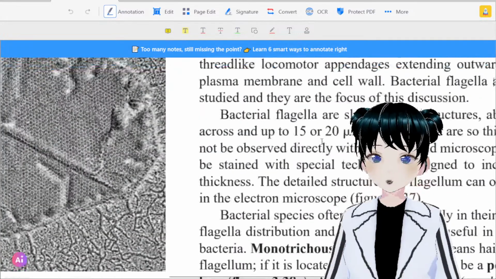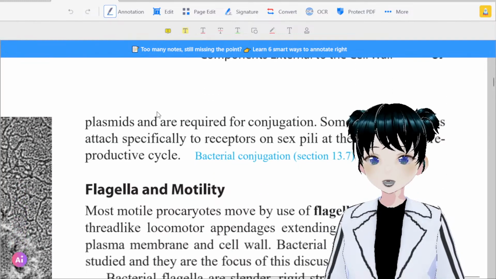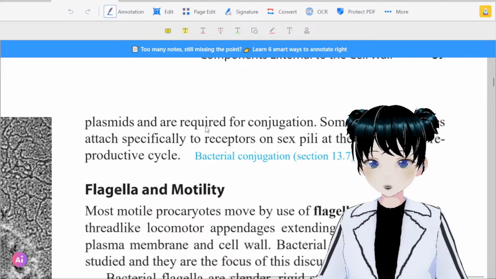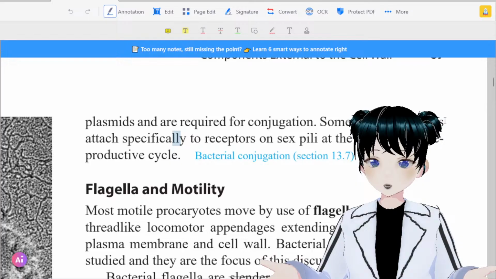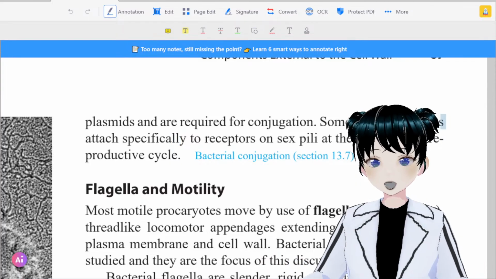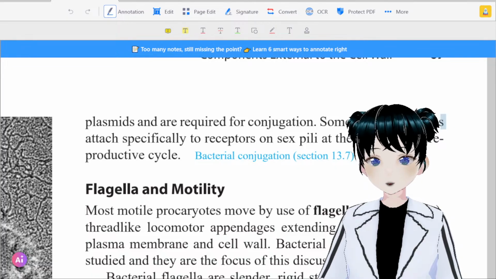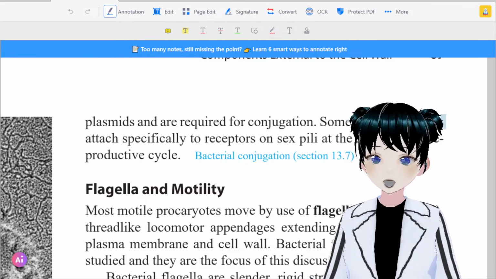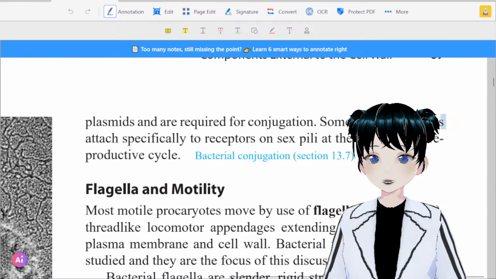We already have seen, right? And studied what conjugation means. Plasmids are required for conjugation. Some bacterial viruses attach specifically to their receptors on the sex pili at the start of their reproductive cycles. Now these are viruses, okay? So the pili can act as a receptor as well, right? So pili can act as receptors for targeting the bacteria.